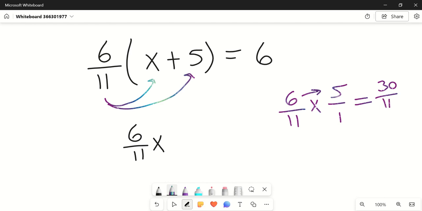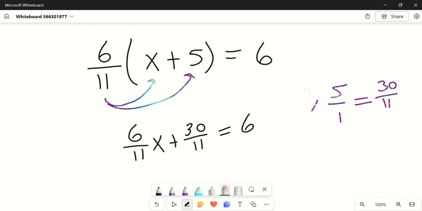Now, this is an improper fraction, but I'm going to keep it that way just in case, because eventually I have to move it over to the other side, right? So let's just keep it like this. And this was what? Is this positive or negative? So it is plus 30/11. And that will equal 6.